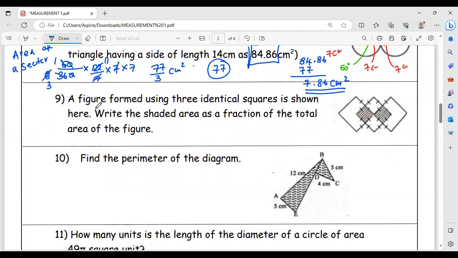Ninth question. A figure formed using 3 identical squares is shown here. Write the shaded area as a fraction of the total area of the figure.